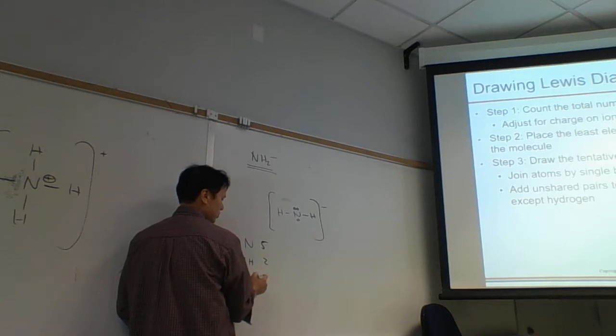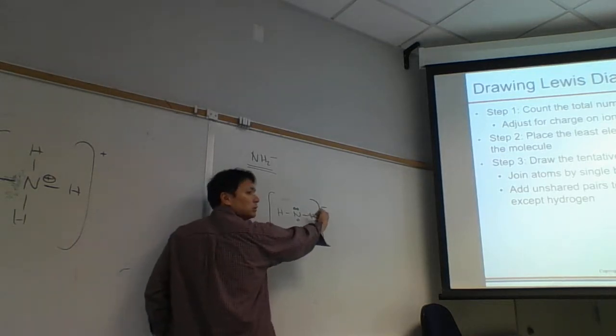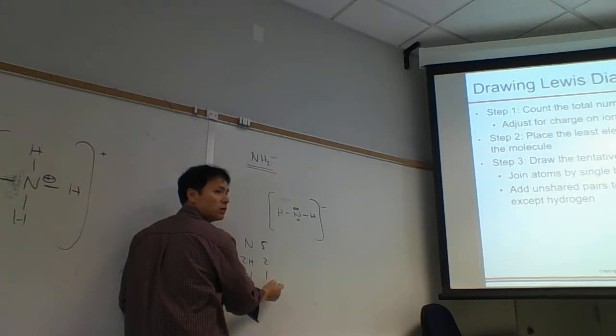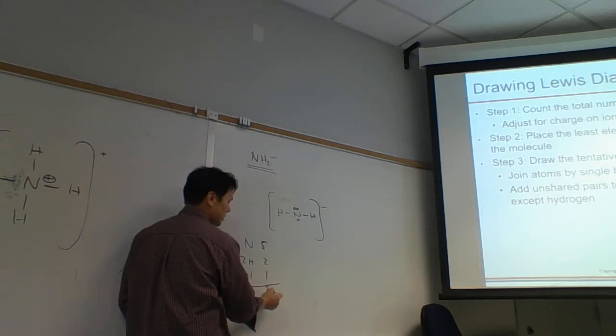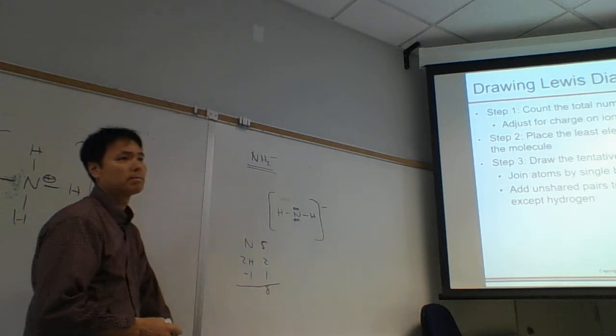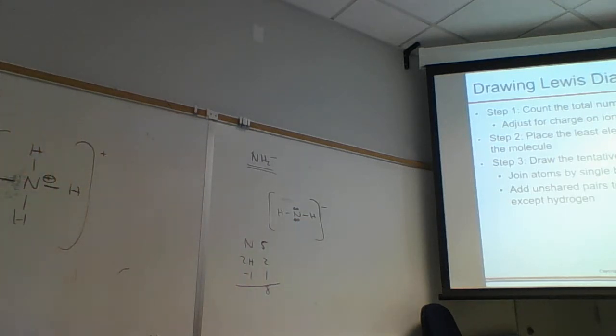That gives us 7. Did you count the negative charge? No, I didn't. Yeah, the negative 1 charge means we have to have 1 extra electron. And so that gives us 8. And so it should be 2 dots on the bottom here. That's good. This would be the correct Lewis structure for that, the amide.